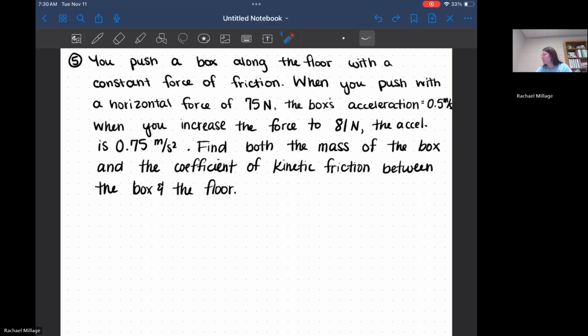All right. So now let's think about kinetic friction. We know that the force of kinetic friction is equal to the coefficient of kinetic friction times our normal force. We also know that force equals mass times acceleration. Or a net force, right?